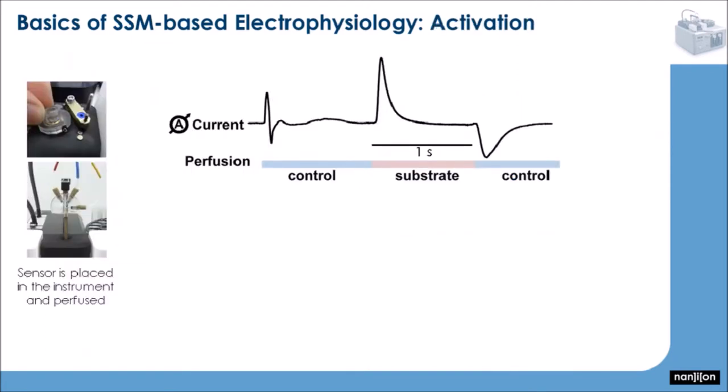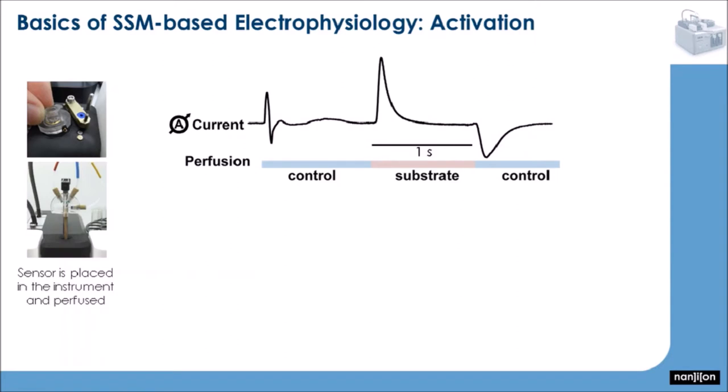To measure such a current signal, the protein activity on the sensor needs to be triggered somehow. So this is done by perfusion of the sensor. On the left side, you can see some pictures where the sensor is included into the SURFE device. The sensor with the SSM and the sample on top is put into a measurement chamber and then perfused with a special system, which allows very fast and also continuous exchange of different buffers.